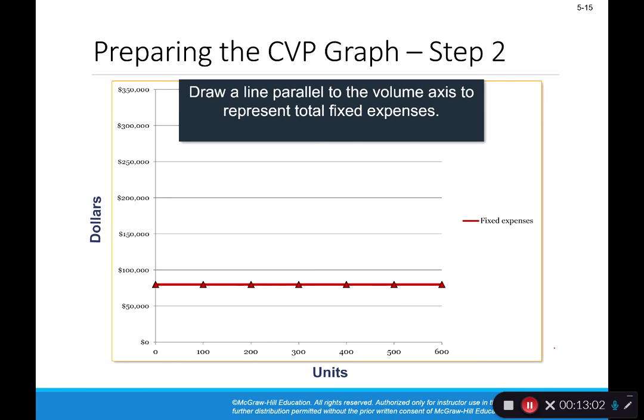So we'll start by plotting our fixed cost. When we talked about fixed cost back in Chapter 1, you may remember it was just a flat horizontal line. And that's because it doesn't change based on varying levels of activity. So fixed costs are going to be 80,000 regardless of our activity level.